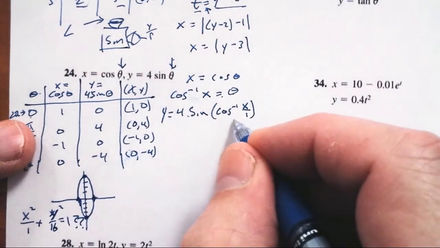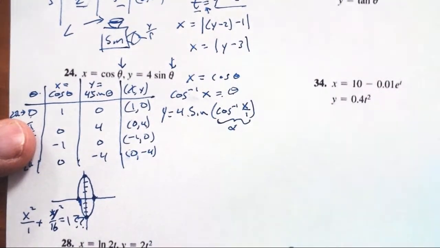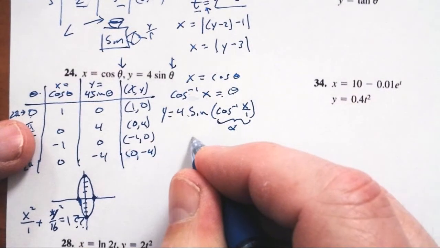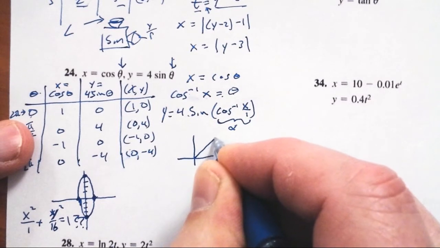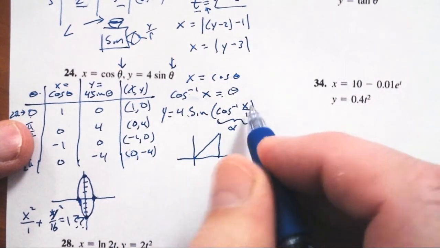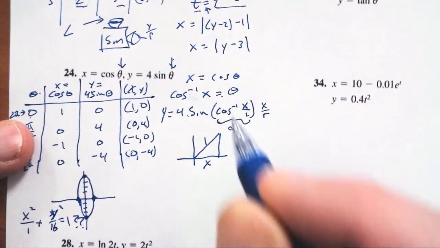All right. But this is an angle right here. This guy right here is an angle. I'm going to call it angle fish, and I'm going to build angle fish. Angle fish is the angle that produces a cosine ratio x on r of x to 1.